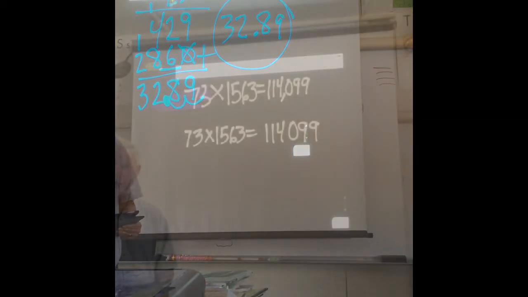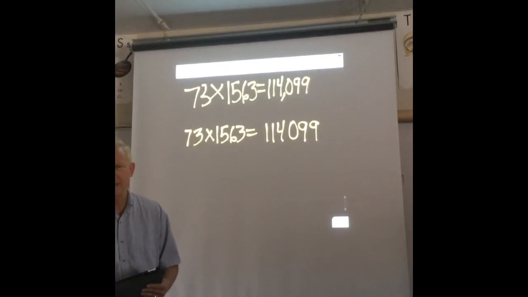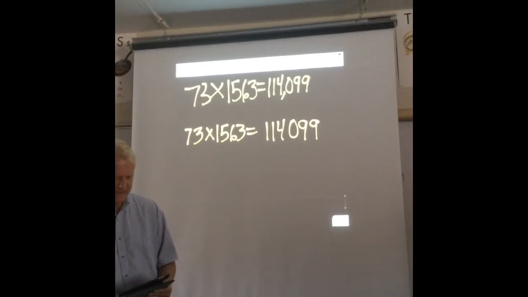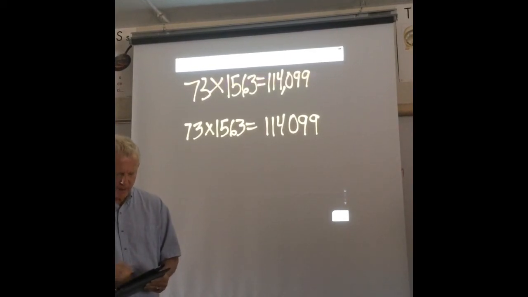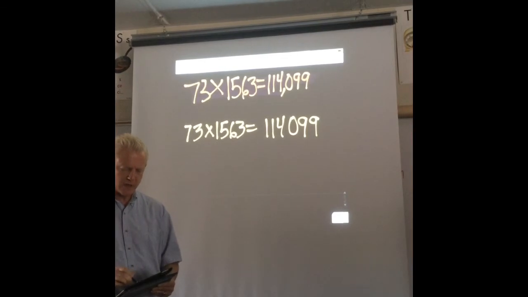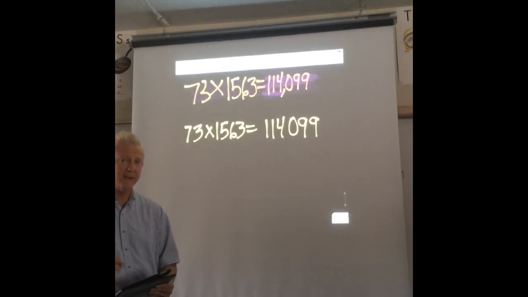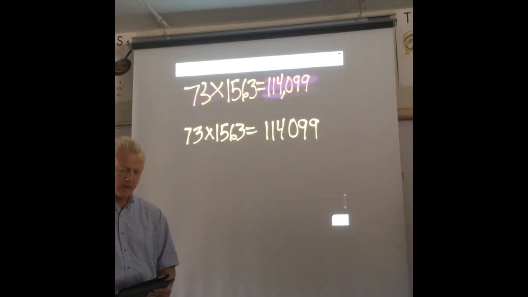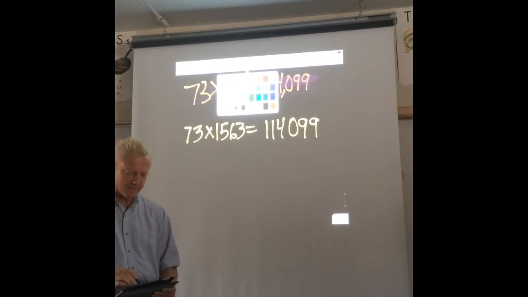There's one other kind of problem that they give you in lesson 11, and that is they say, well, if 73 times 1,563 is done correctly, you should come up with 114,099. That is the answer. Now, if that's the answer, now watch, and this is going to be tricky. Well, it's really not very tricky. Some people might find it tricky.